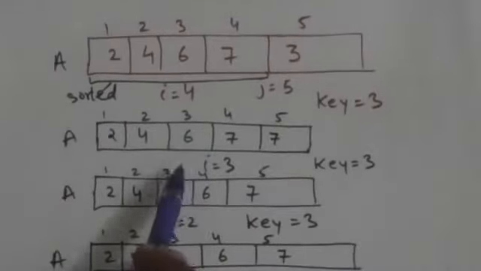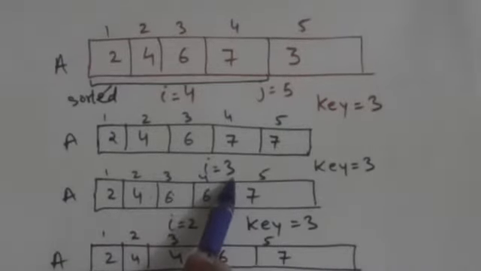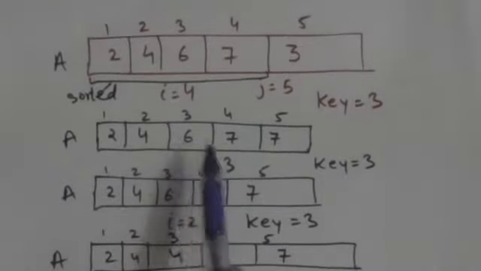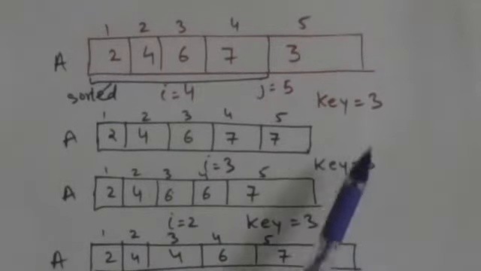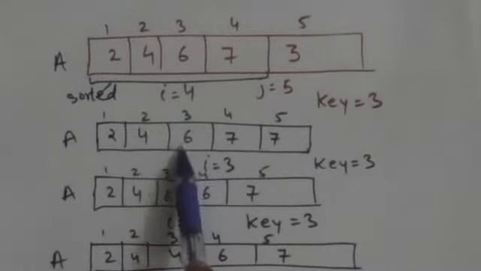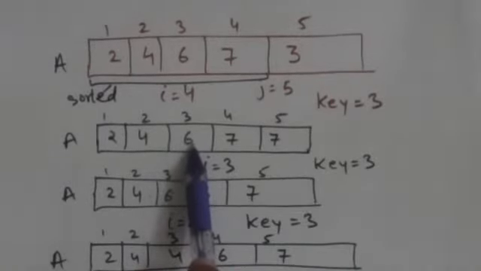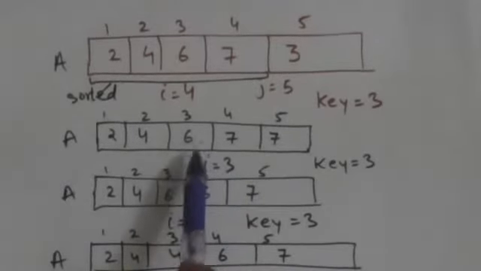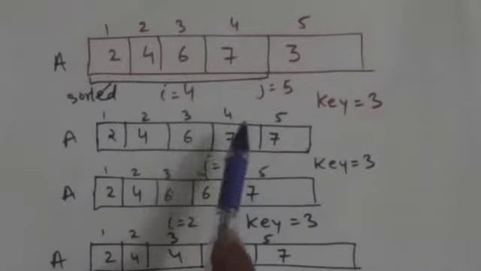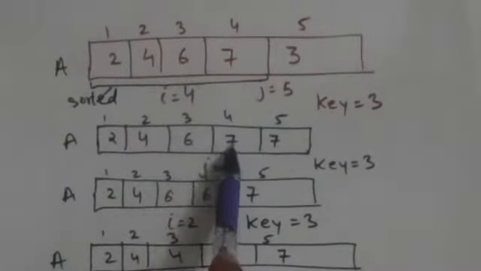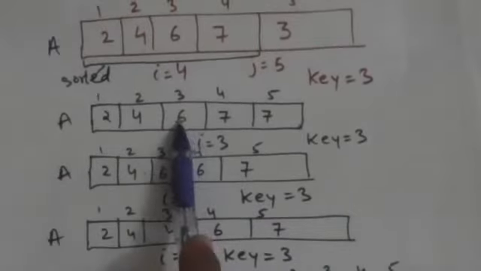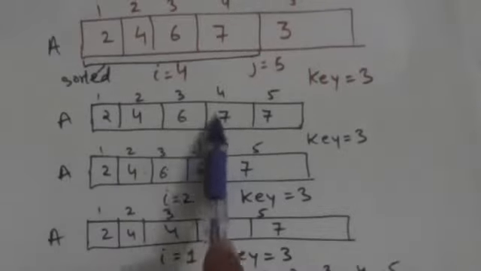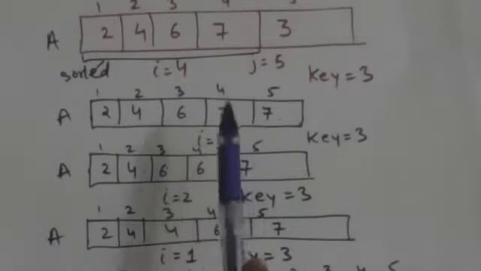Now we will compare the value of the element which is stored at index 3 with the key. The value of the element which is stored at index 3 is 6, and it is greater than key. So we will shift this element to one position right in the array. So now the element which is stored at index 4 will become 6, because we have shifted this element which is stored at index 3 to one position right.